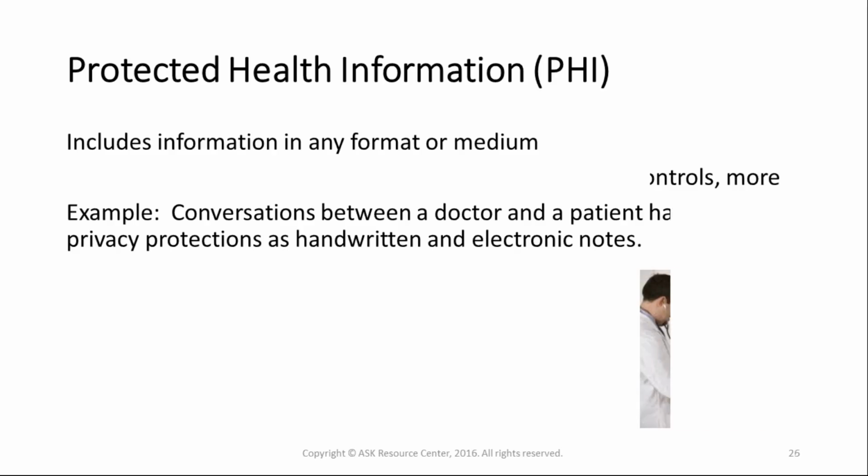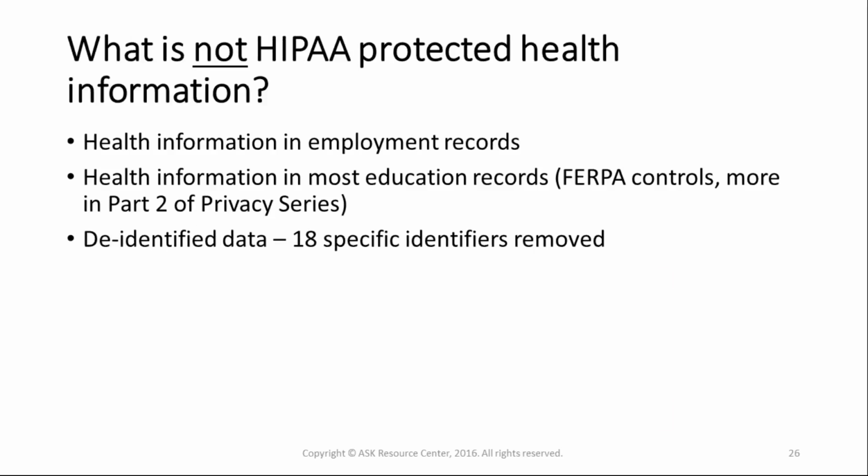Here are some examples of what is not HIPAA-protected health information. Health information in employment records, but it may be protected under other laws. Health information in most education records. As I said before, this is protected by another confidentiality law called FERPA, which we'll discuss in part 2 of the privacy series. Or de-identified data. There are 18 specific identifiers that have to be removed for covered entities to share information without authorization or outside of an exception.